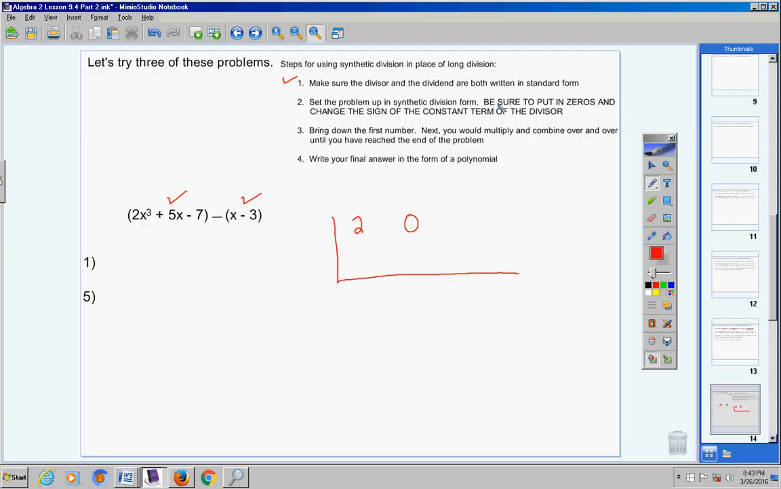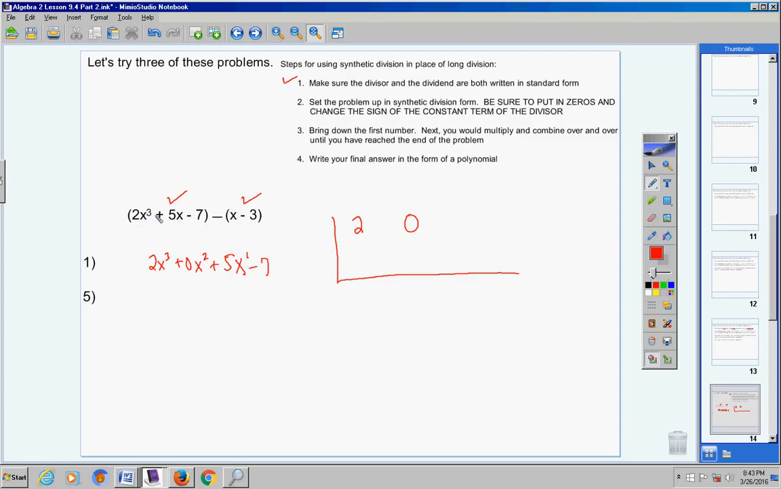Well, it says it right here. Be sure to put in zeros. You're missing an x squared. So really it's 2x cubed plus 0x squared plus 5x minus 7. See how it goes down? 3, then 2, then 1, then the constant term.